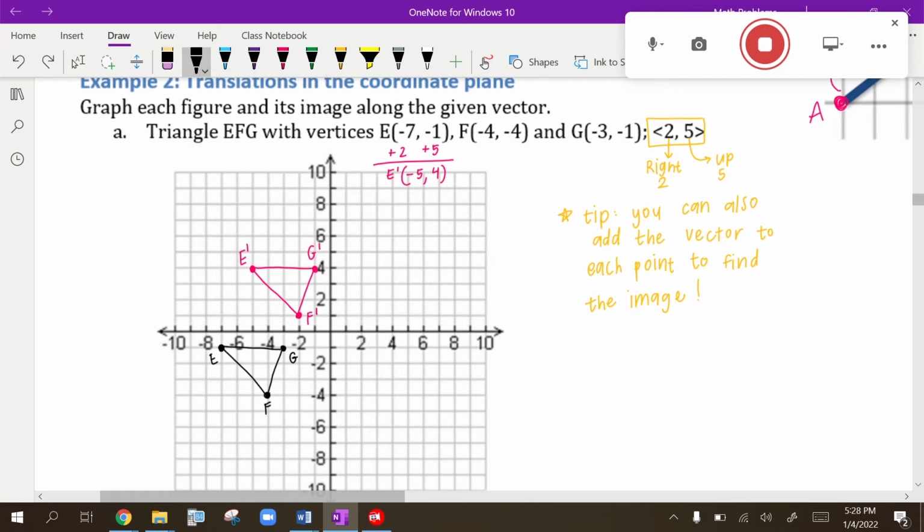Now, a tip for you is that you can also add the vector to each point to find the image. So, for example, to find the image of E, I could take -7 plus 2 for my x value, which gives me -5. I'm getting the 2 from the vector. And -1 plus 5, the 5 is also coming from the vector, to get 4 for the y value. So I can double check in that way to see if the image of E was at -5, 4. Remember, another way you can check is visually: does your shape look congruent, the image and the pre-image?